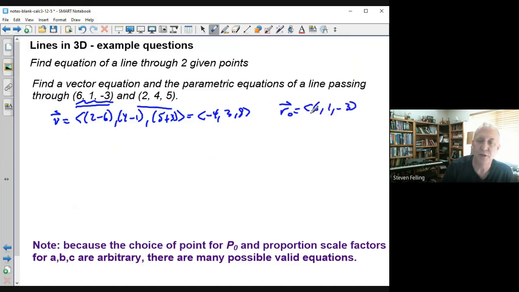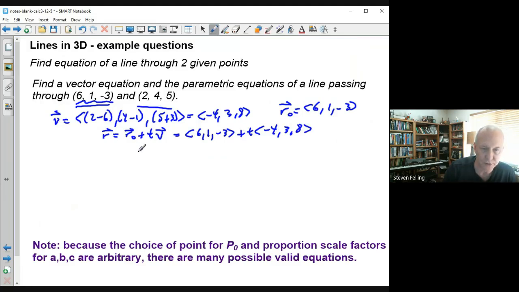And then I would go through that same process. Here's my equation for a line. So it's going to be r is equal to the initial position vector plus the parameter amount of the direction. And so that's going to be 6, 1, negative 3 plus t times the direction vector negative 4, 3, 8. Right? And so, yeah, we could just say this is the expression for the vector.